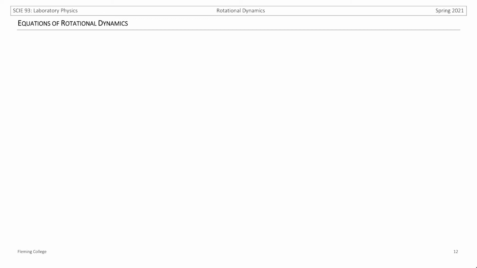Let's quickly review our new equations of rotational dynamics. We've seen that there's a torque, which can often be calculated as the radius multiplied by the force multiplied by the sine of the angle between the two vectors. We've also seen that Newton's second law can tell us about net torques and their connection to angular acceleration, as the sum of all torque will be equal to the moment of inertia multiplied by the angular acceleration.